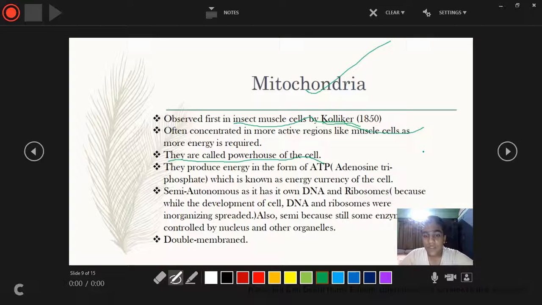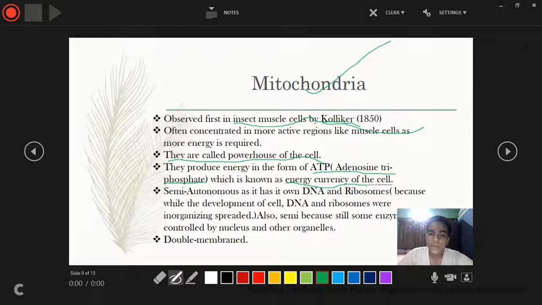They produce energy in the form of ATP. ATP means adenosine triphosphate. It is generally produced from ADP, adenosine diphosphate. One more phosphate ion is added, and that becomes adenosine triphosphate. So the energy in the mitochondria is produced in the form of ATP, and as this is the main unit of energy in the cell, it is also called the energy currency of the cell.